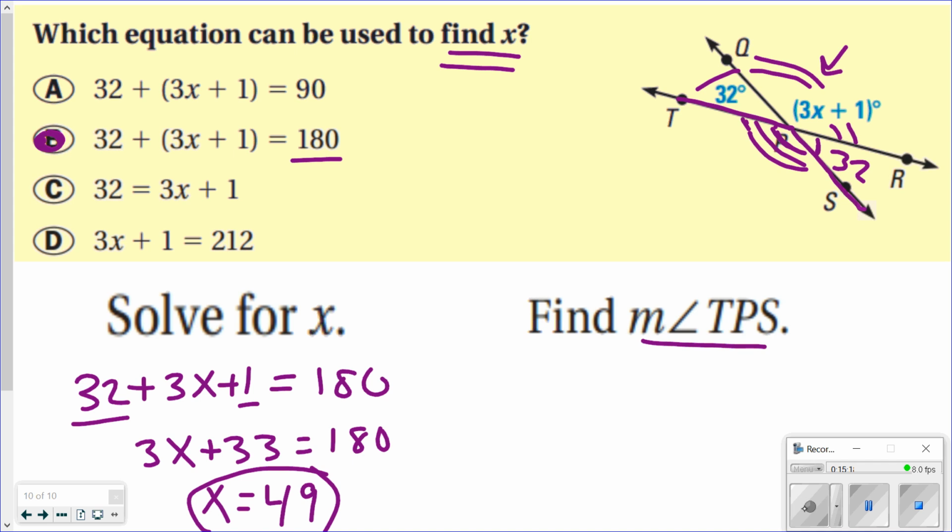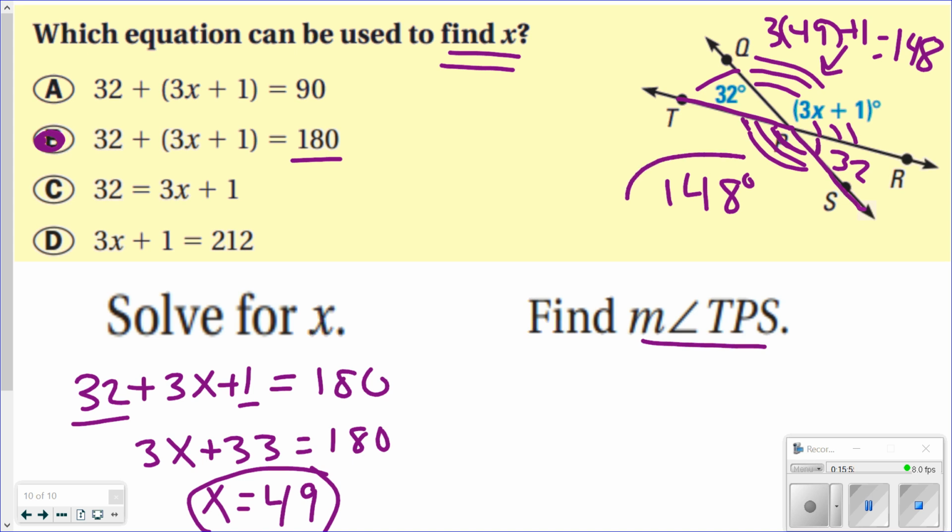So now I'm going to add my 49 to this expression right here, the 3x plus 1. So when I plug that in, 3 times 49 plus 1, I end up getting 148. So if this angle here is equal to 148, I also know that TPS is equal to 148 because they are vertical angles. They are the same. So now I can do another tick mark because I know that they are the same measure. So 148 is our answer.